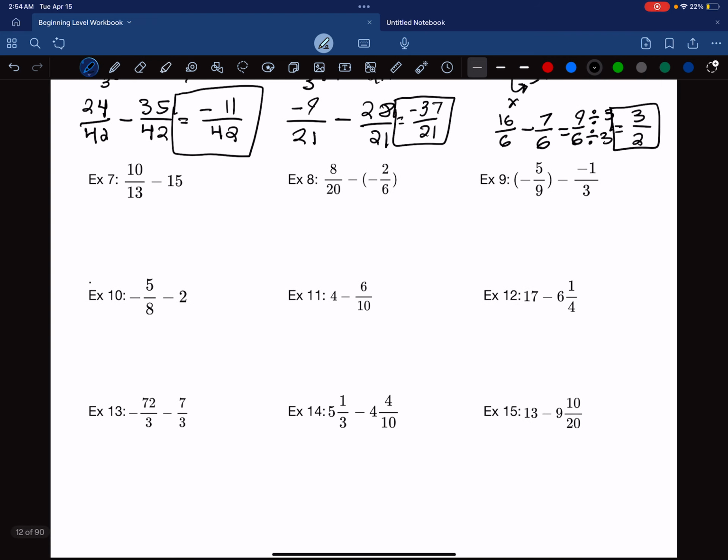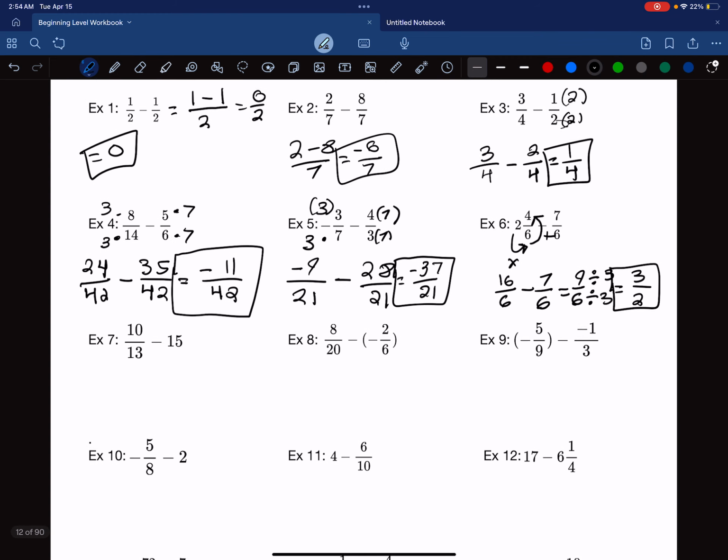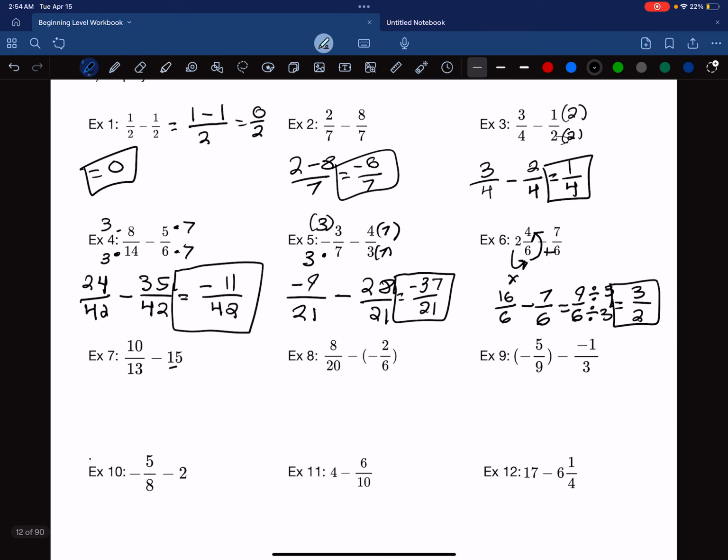Looking at example 7, we have 10 over 13 minus 15. In this case, we can put this over 1, and then we can multiply both the numerator and denominator by 13. So we have 10 over 13, and then 15 times 13 is 195. We're going to put that over 13, and then we're going to get negative 185 over 13.